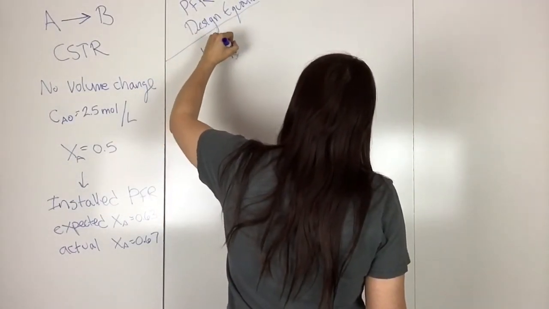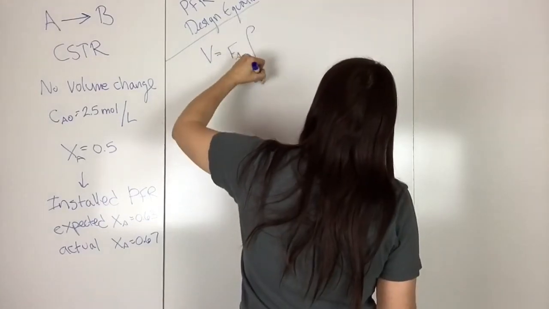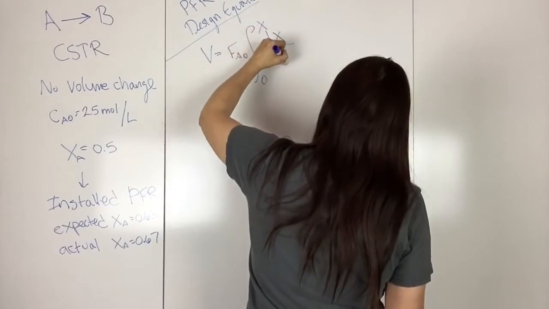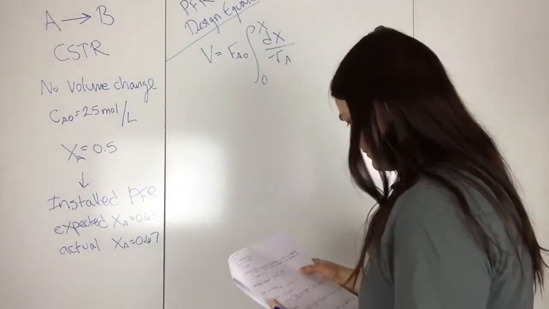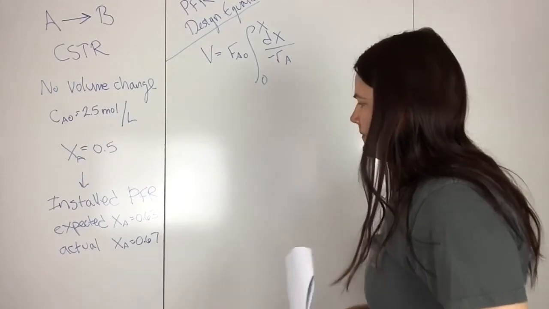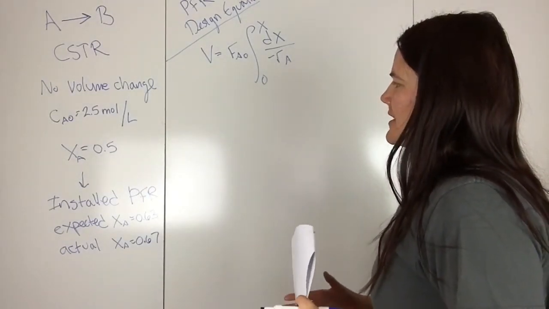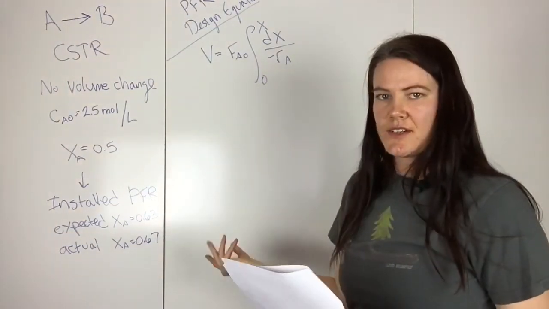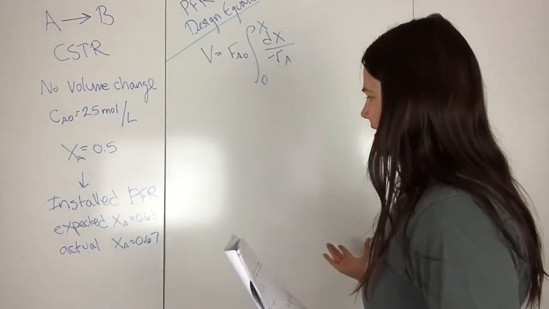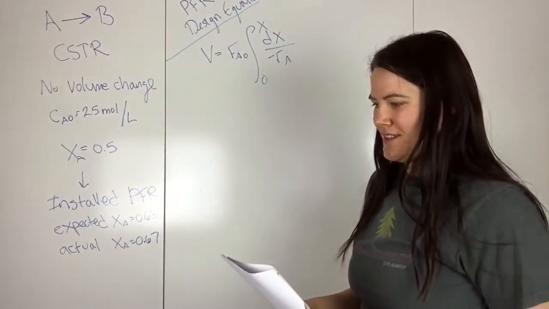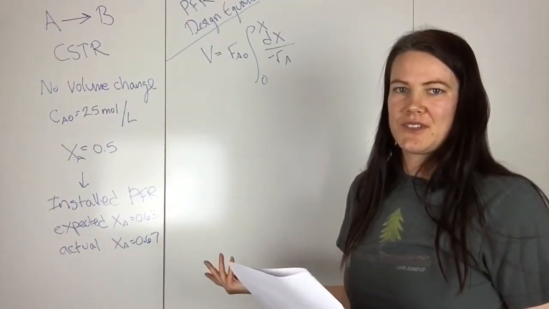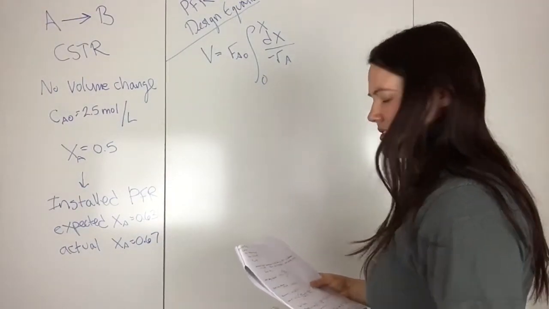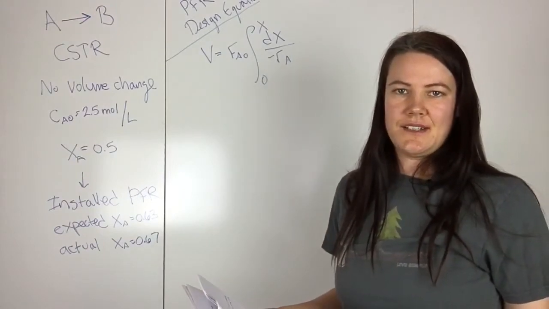V equals F_A0 integral from 0 to X of dX over minus r_A. So if we're not changing the entering concentration or the entering flow rates or anything like that, it seems like this change would have to do with the rate law, looking at the equation. So let's just try some different rate laws and see what we get.